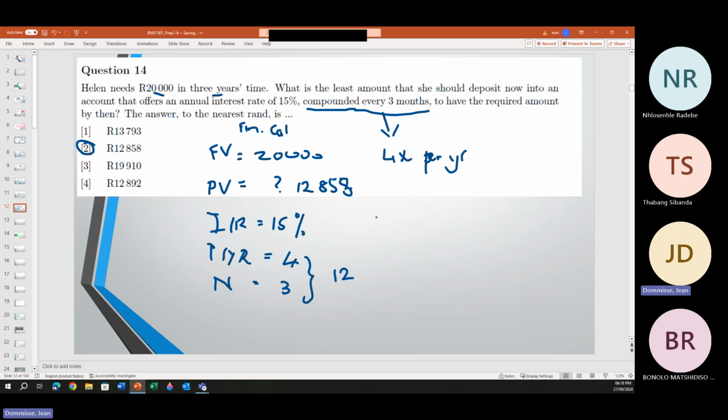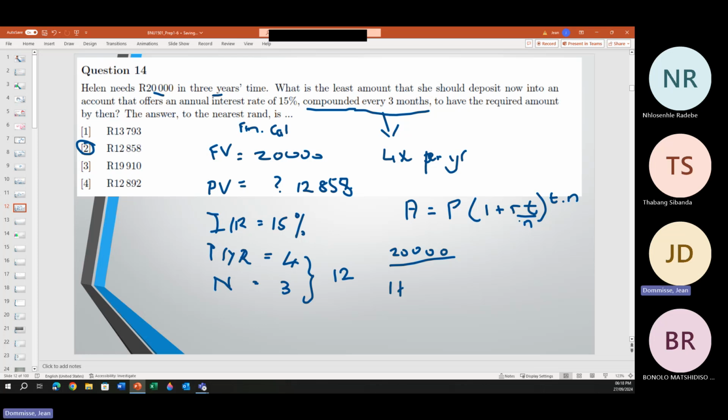We could have used the formula. So the formula, let's quickly write that down. The amount is equal to present value times 1 plus r over n, to the power of nt. So let's quickly, she needs 20,000. So to get the P, we will divide by that whole thing.